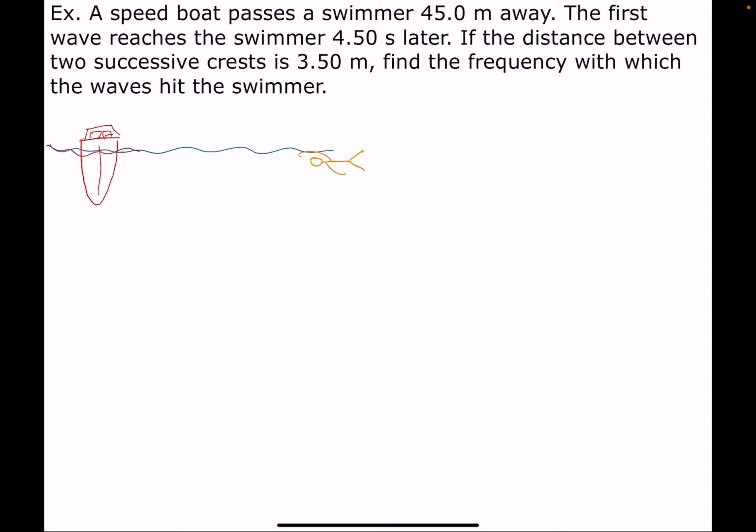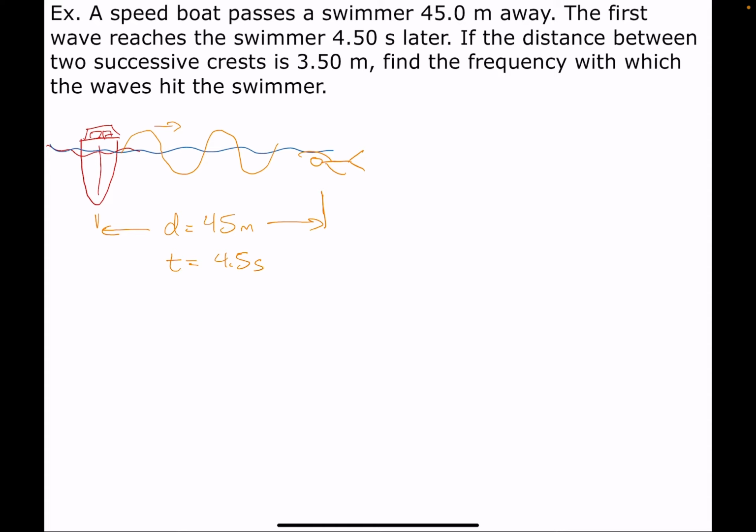So the waves are going to be like, here's a wave, and it's going to travel this way. As those waves travel, they go up and down, up and down. I won't cover the swimmer with them just so we can see them. The speedboat passes 45 meters away from the swimmer. That's a distance. It's nothing to do specifically with the wave. It's just how far the waves have to travel. The first waves reach the swimmer 4.5 seconds later. So the time it takes for the wave to get to the swimmer is 4.5 seconds.